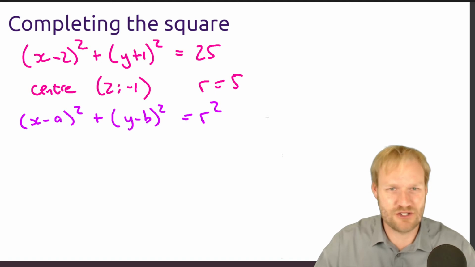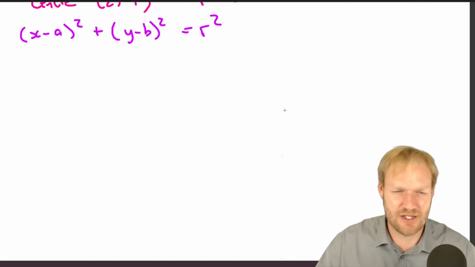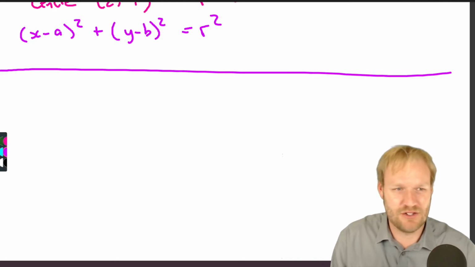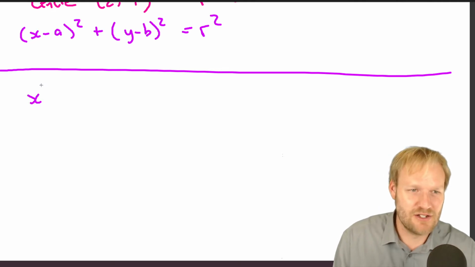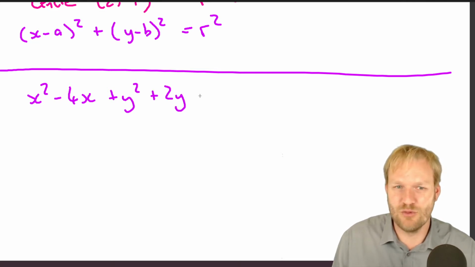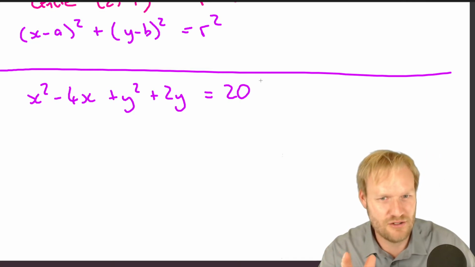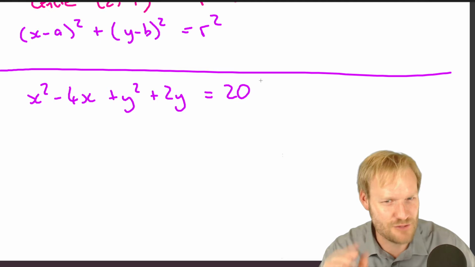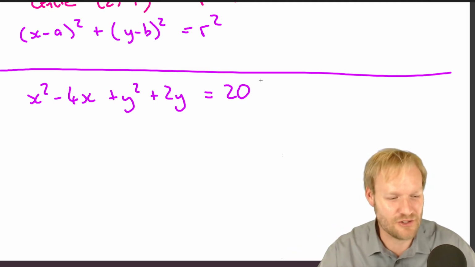Now what we're going to try and do today is go the other way. So I'm going to give you an equation that looks something like this: x² - 4x + y² + 2y = 20. I'm not going to actually ask you the questions, but I'm allowing you a bit of time to jot that down while I ramble. What's the center of that circle and what's the radius? Now, we can't just read it off.